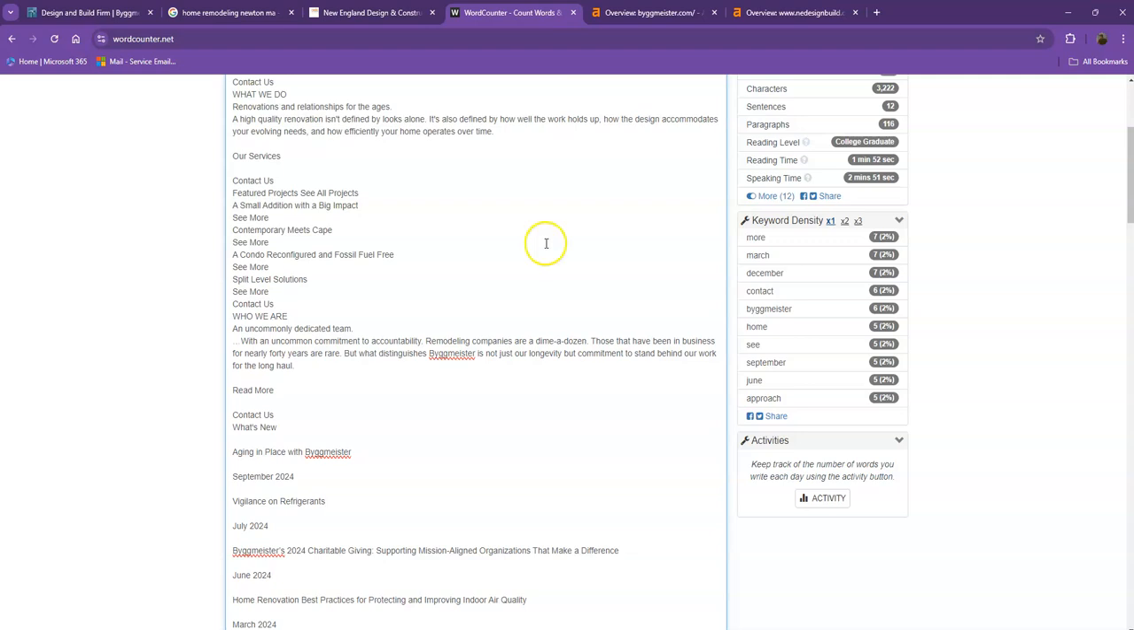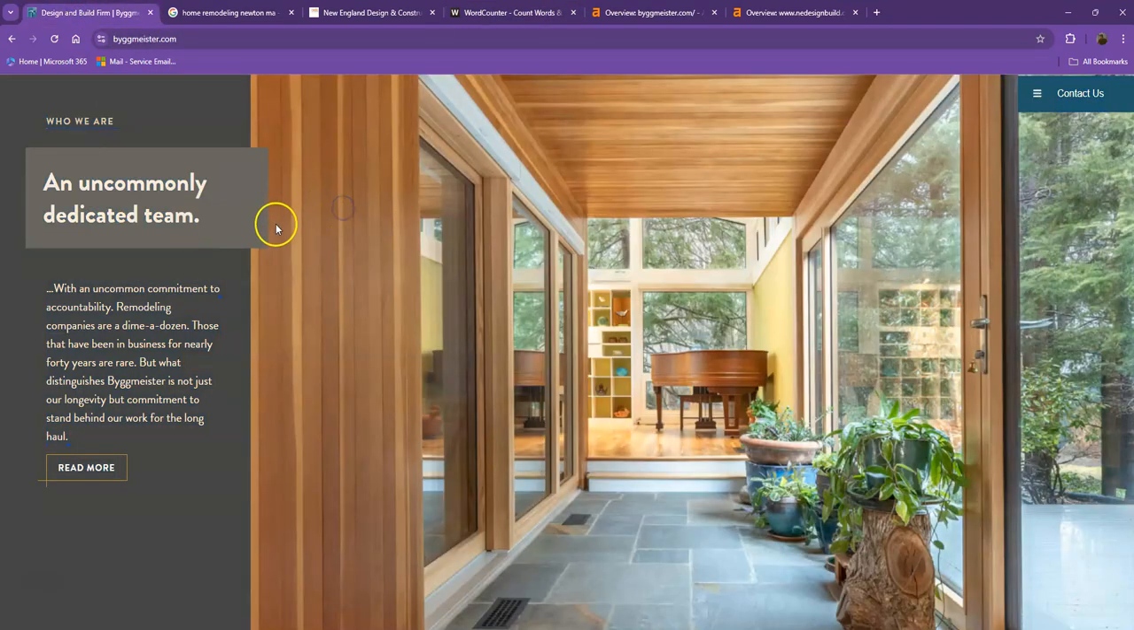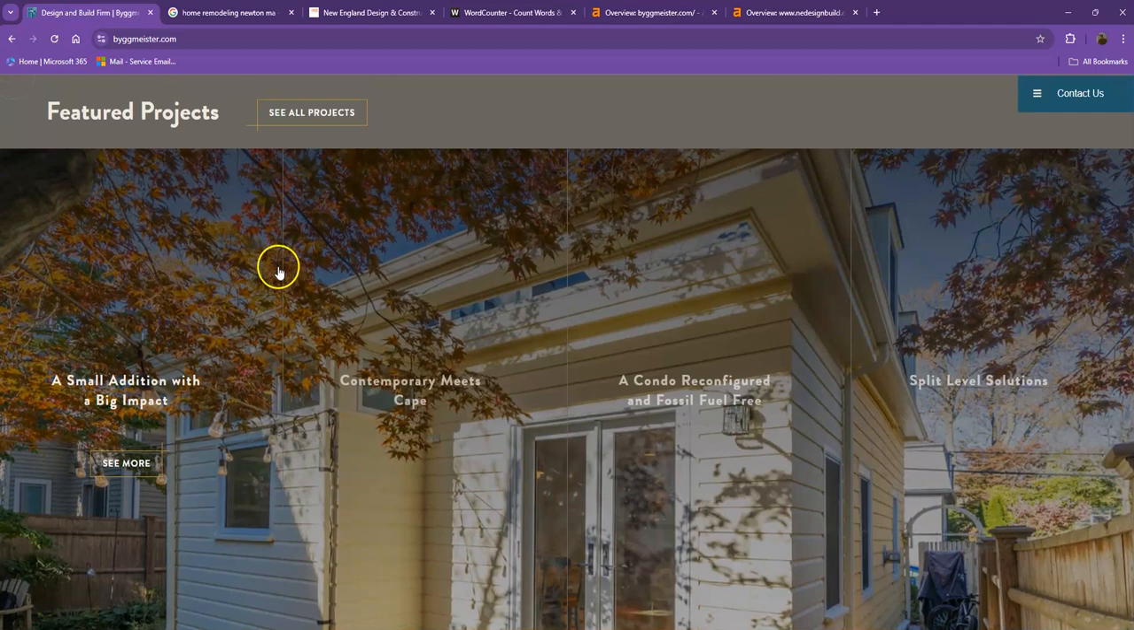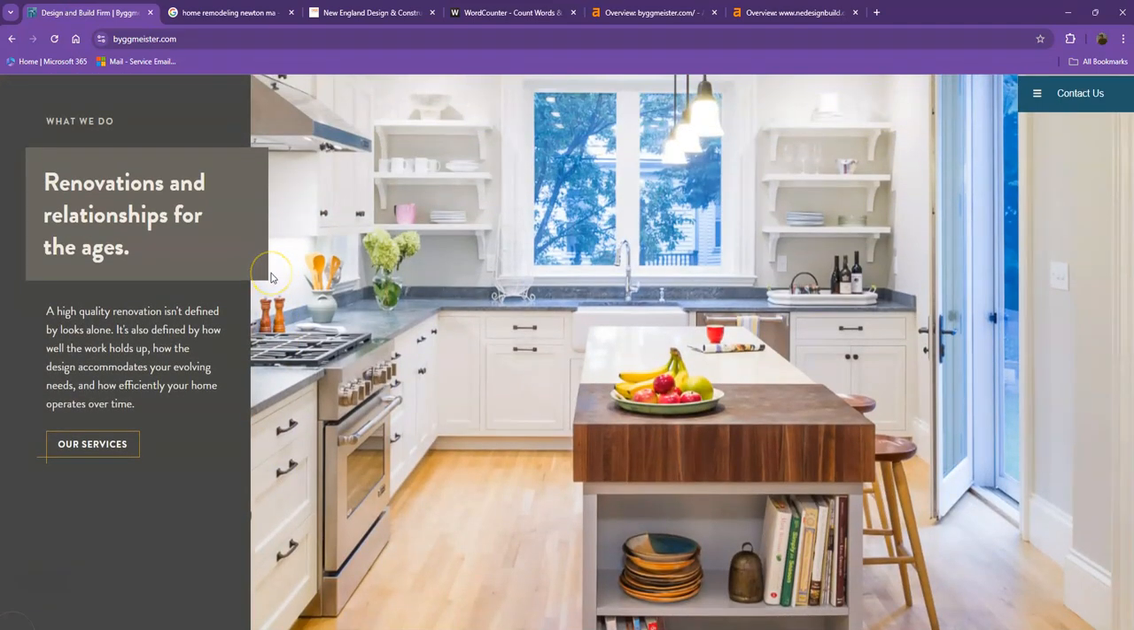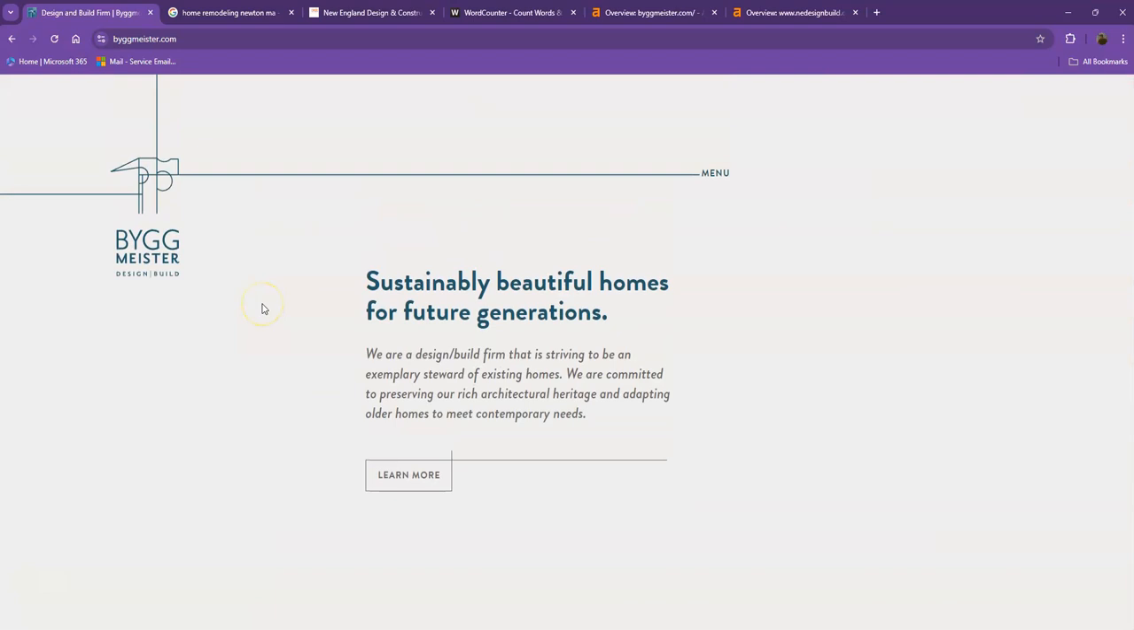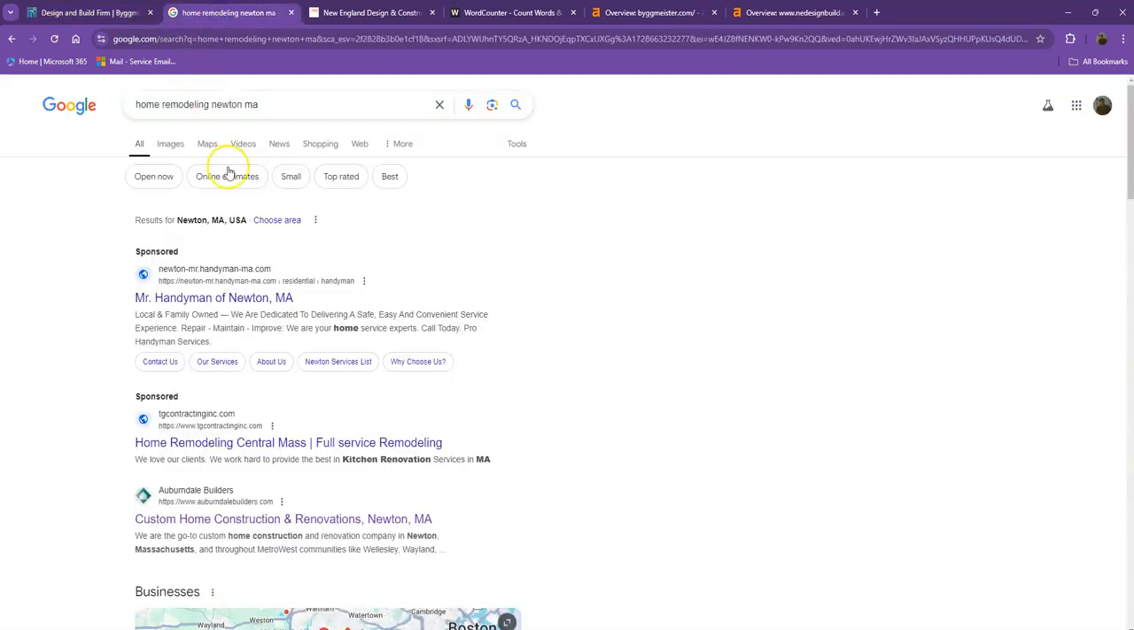Another thing we like to talk about is keywords. Google is also looking for keywords. It's looking for what the site should be found for. So if you have the exact words listed multiple times on your website, you're going to be really relevant for that search. And of course, Google is going to be willing to put you higher in the results. So I did a quick search and I used the keyword home remodeling in Newton, Massachusetts, which is a pretty good example of a strong keyword.